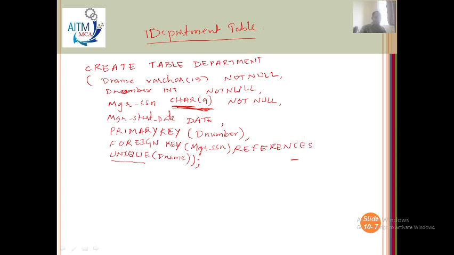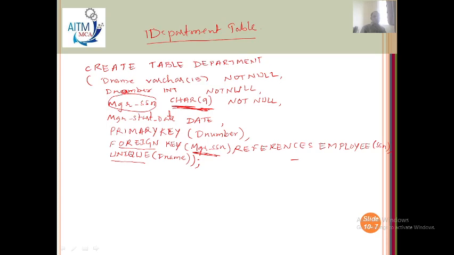References. Which table? Employee table. In that employee table, which attribute? SSN attribute. See here now, foreign key means, which is the foreign key? Manager SSN is a foreign key.